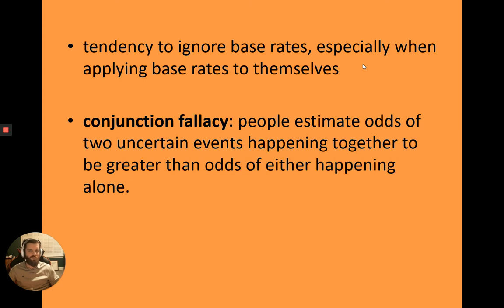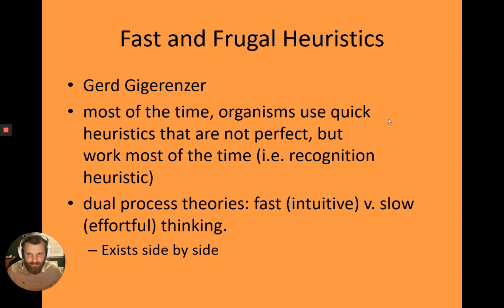We also have something called the conjunction fallacy. You may see here there's a lot of fallacies in this unit. It can be a little tricky. But conjunction fallacy is people estimating the odds of two uncertain events happening together are actually greater than the odds of either event happening alone. And that's, again, another one to think about here. We got base rate fallacies, we got gambler's fallacies, we got conjunction fallacy. There's a lot of fallacies. I promise, though, we're almost done.